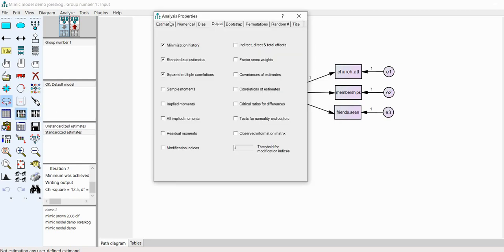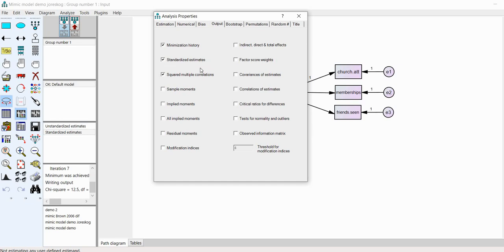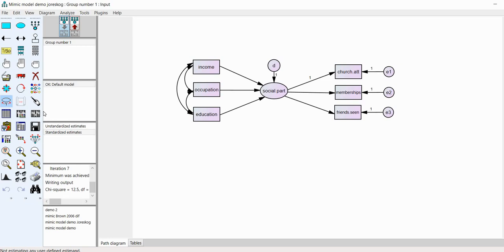Just so you know, in terms of the analysis properties, obviously we're sticking with the default maximum likelihood estimation, and under output I've selected standardized estimates and squared multiple correlations.